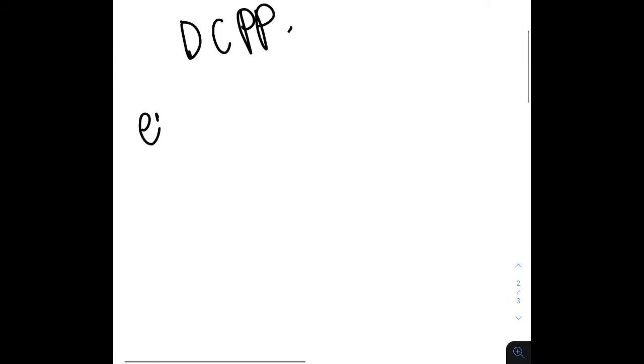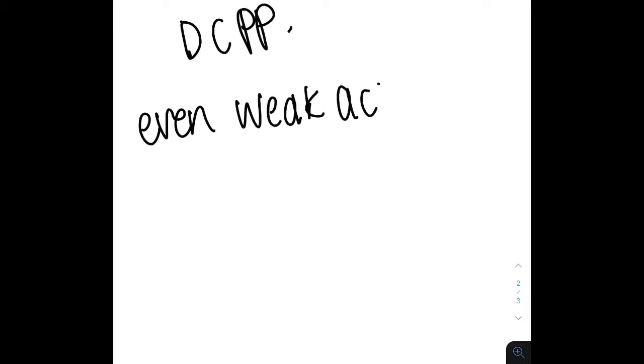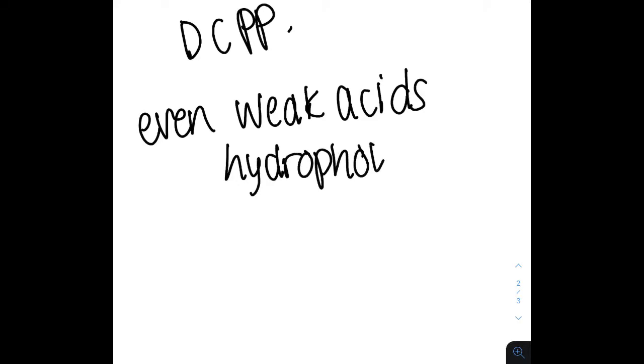Another way is the introduction of weak acids that have hydrophobic properties. This permits them to diffuse readily across the mitochondrial membrane. After entering the matrix in the protonated form, they will release a proton, which will dissipate the proton gradient.